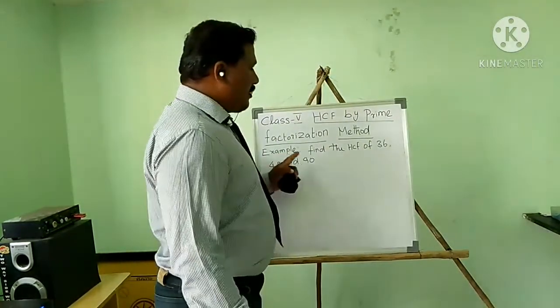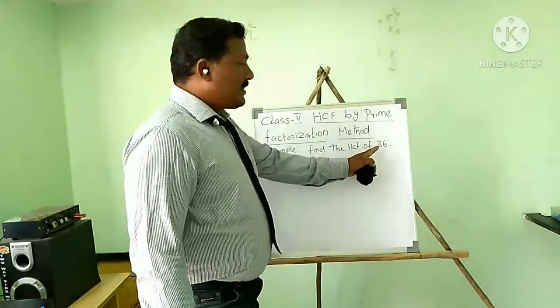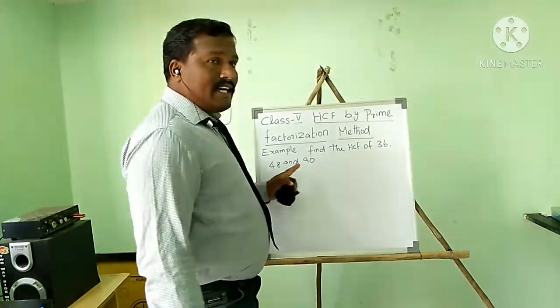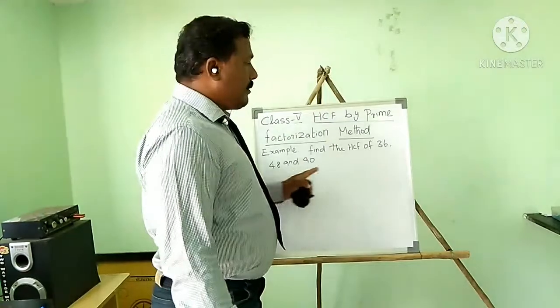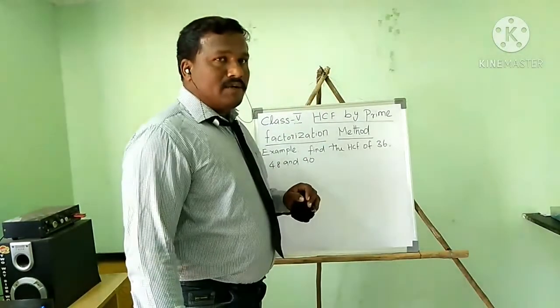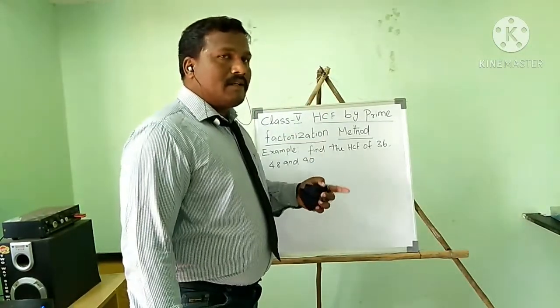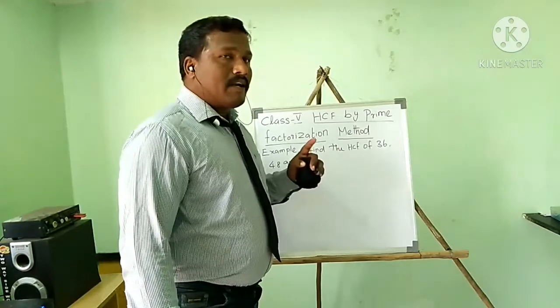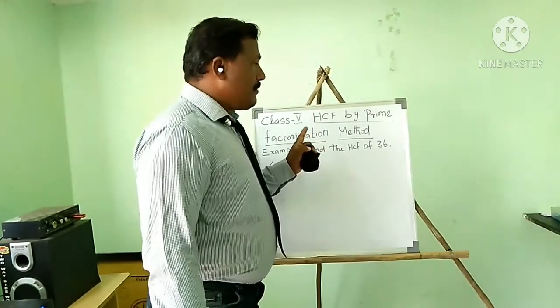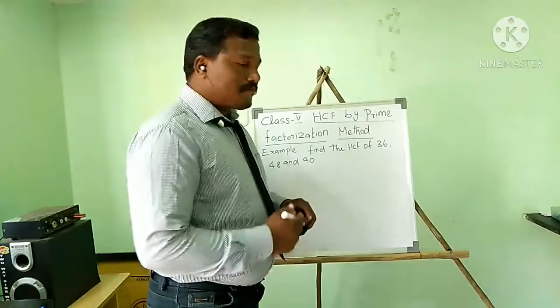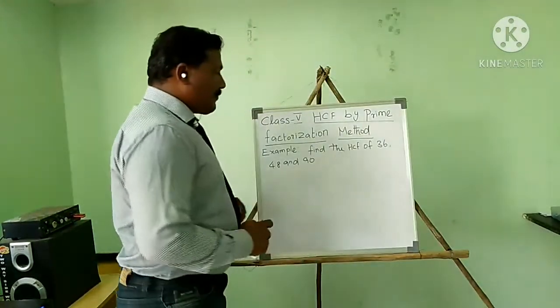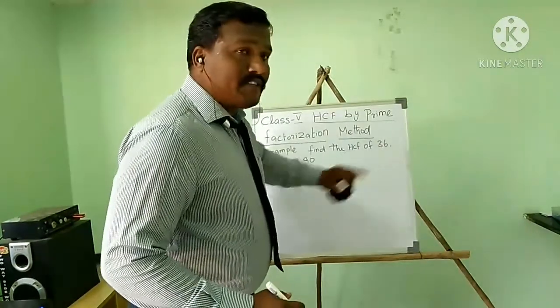So example: find the HCF of 36, 48 and 90. So there are three numbers, and now I am going to find the highest common factor using the prime factorization method. So first of all I am going to find the factors of 36.